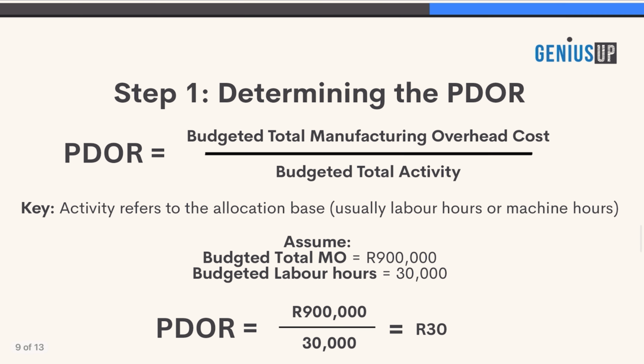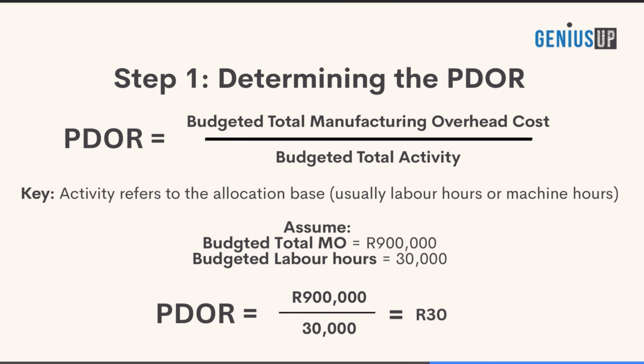So let's go. Step number one, we need to determine the predetermined overhead rate. So here's the formula. This formula is very key, right? You really need to memorize this formula and know it. Even if I wake you up at 1 a.m., you need to know this formula. The predetermined overhead rate is calculated by dividing budgeted total manufacturing overhead cost by the budgeted total activity. So you take the budgeted, very key, budgeted total manufacturing overheads cost for the year. So you divide it by the budgeted total activity for the year.